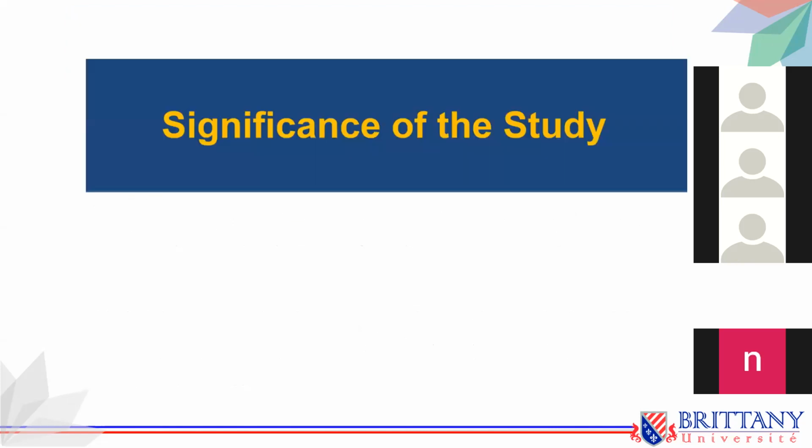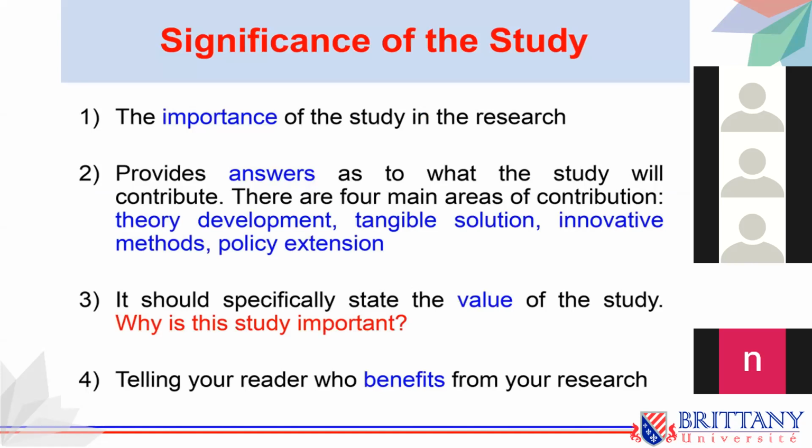All right. The next is the significance of the study. You need to explain the importance of the research. You will be explaining to what extent the study will contribute. There are four main areas of contribution: theoretical development, tangible solution, innovative method, or policy extension. You will be explaining how your research will be contributing. You should also specifically state the value of the study, why the study is important, and tell your reader who will benefit from your research.